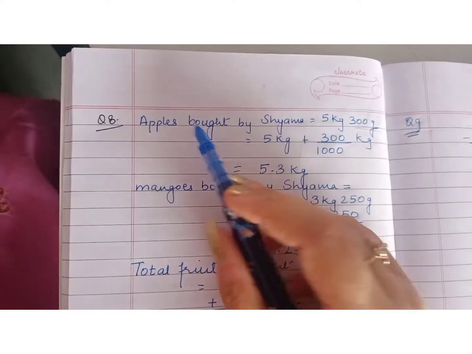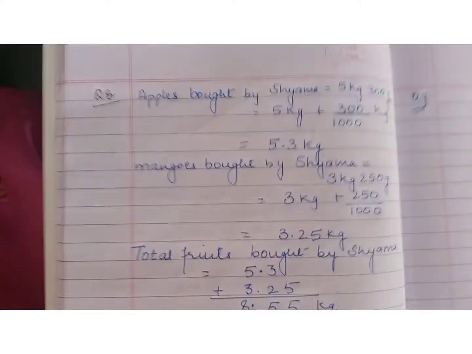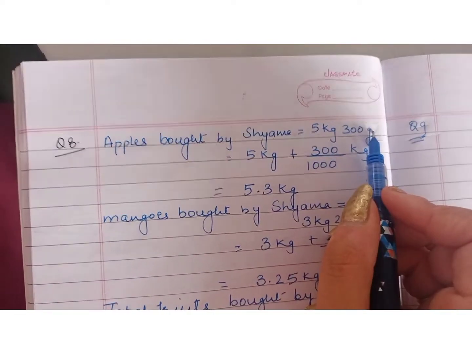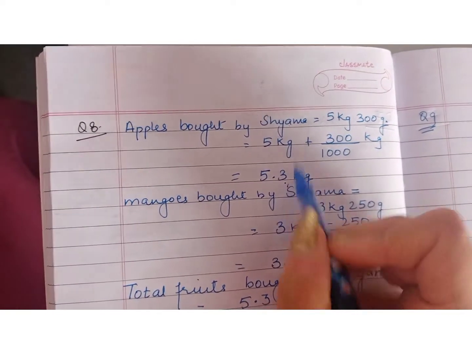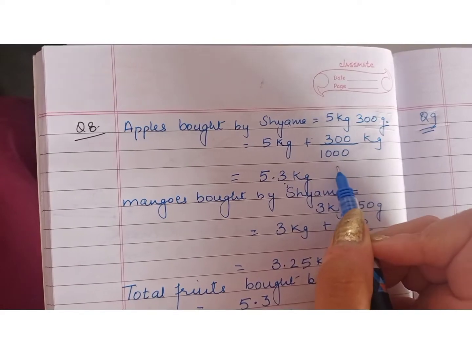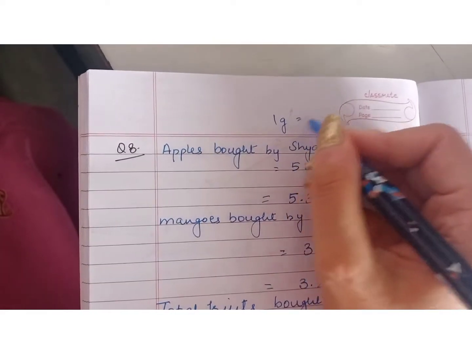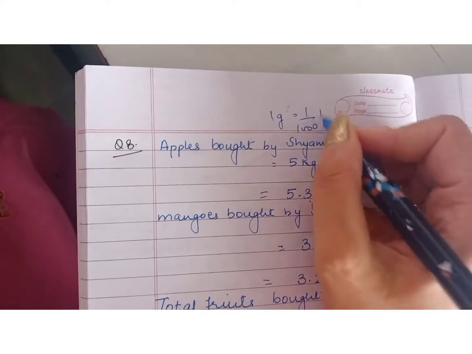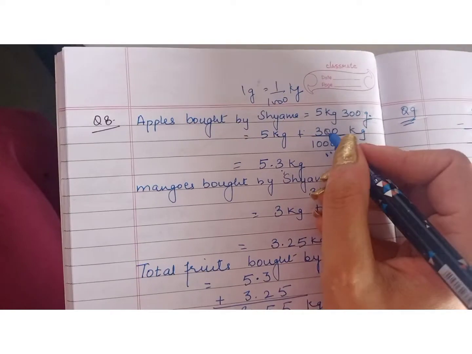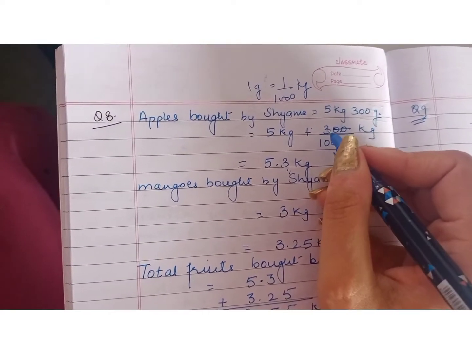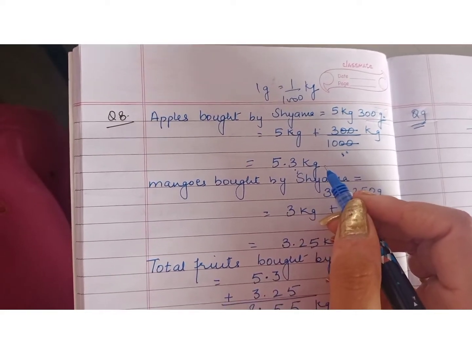First, we will write apples bought by Shama is 5 kg 300 grams. Now, two different units are there. You need to convert it into one unit. I have converted it into kgs. 5 kg plus 300 upon 1000 kg, because as we know, 1 gram is equal to 1 upon 1000 kilogram. So, I have converted the gram into kilogram. 2 zeros got cut with 2 zeros. It is only 3 upon 10 left. So, it will become 5.3 kgs.